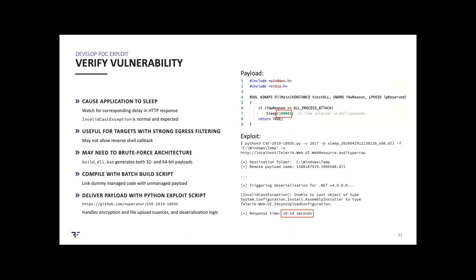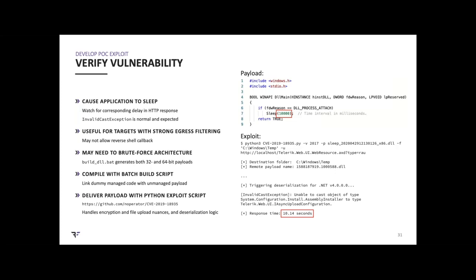Our C payload is going to contain a DLL main function with not message box, but sleep in that function, and that's going to cause a delay in the HTTP response. And it's really useful to verify this vulnerability because there might be strong egress filtering on the network, and this may be the only way that you can see that it's blindly executing our code.